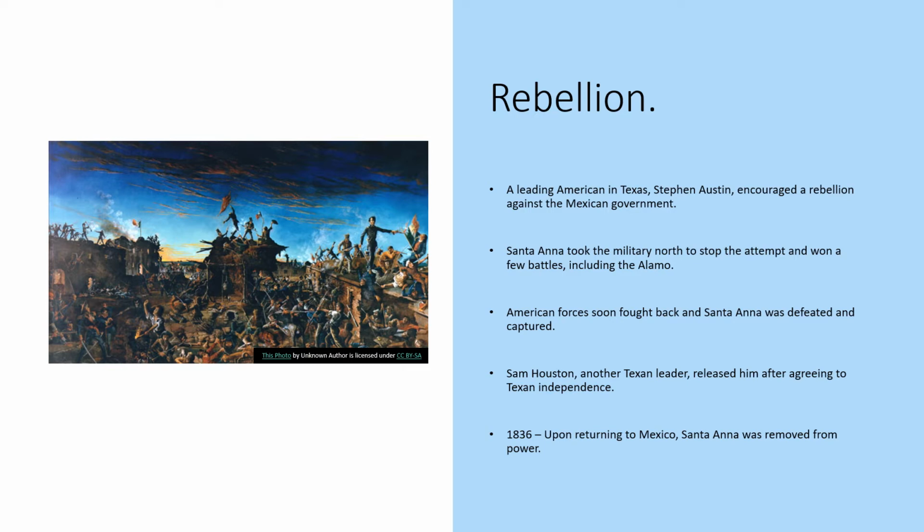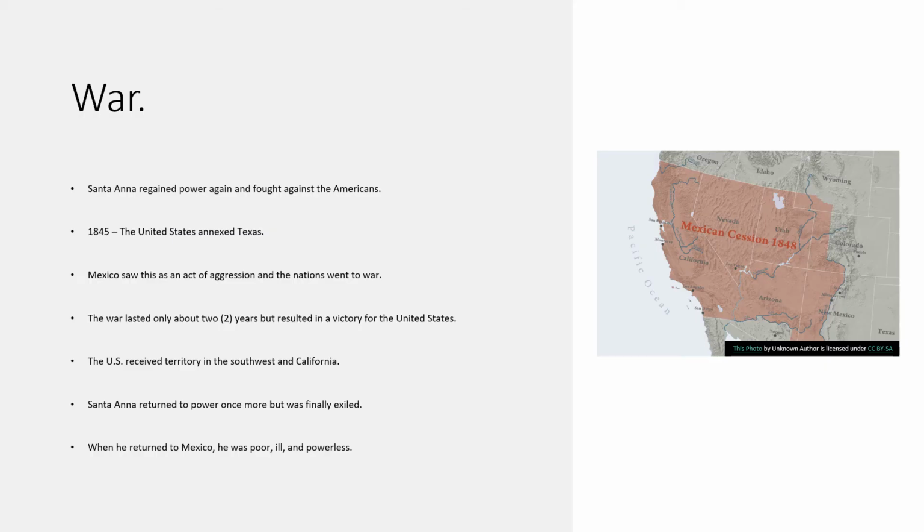Sam Houston, who was another Texas leader, will release him after agreeing to granting Texas independence. And in 1836, upon returning to Mexico, Santa Anna will be removed from power. However, Santa Anna will regain power, and he will fight against the Americans again.